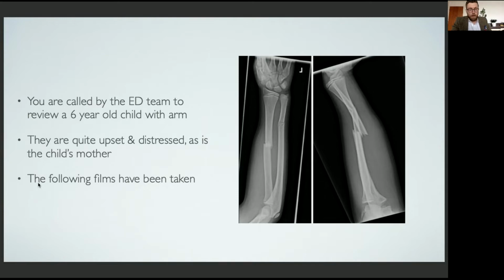And that's what they tell you. They say, it's an arm. And you say, what's wrong with the arm? And they say, oh, well, they're quite upset and distressed, doctor. And the mum's quite upset. They've taken an x-ray, but I don't really know what it shows. And you have a look at the x-ray images, which are up on the screen.